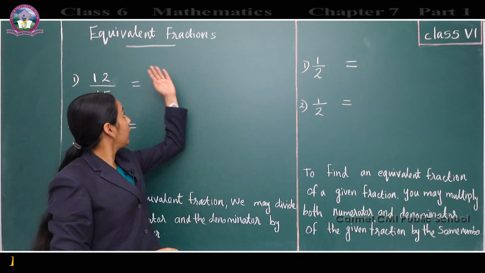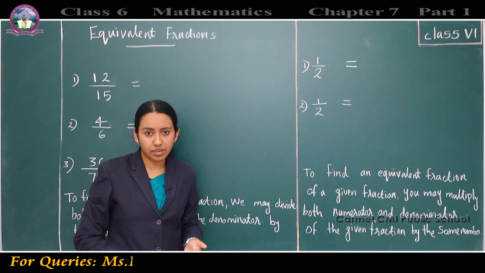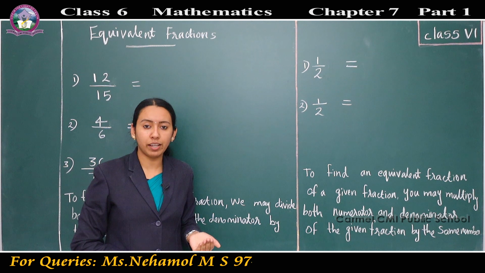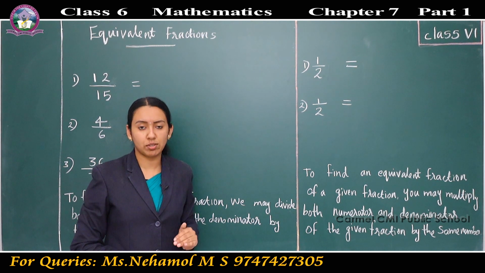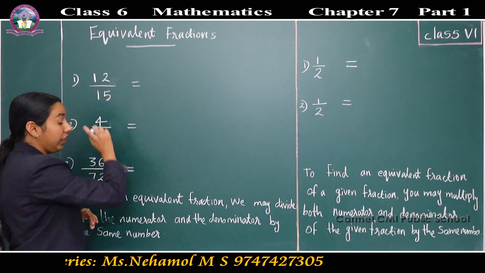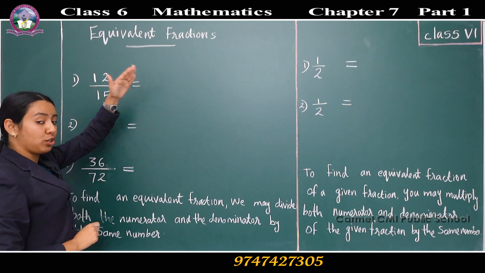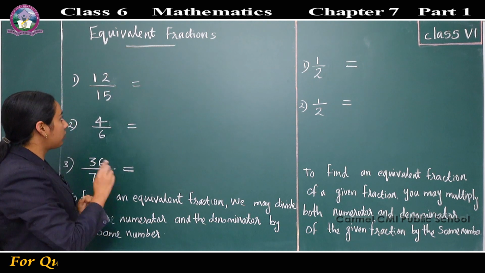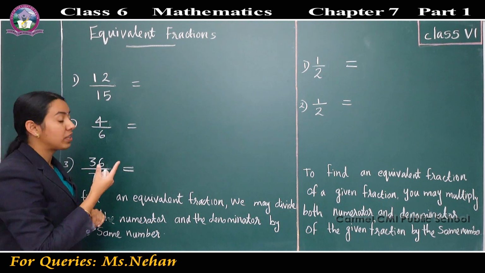Next topic, equivalent fractions. We already studied we can convert a fraction to its lowest term by dividing both numerator and denominator by the same number. That is also known as an equivalent fraction. Consider an example, 12 by 15. We have to convert this fraction to its lowest term, or find the equivalent fraction. For that, we have to divide both numerator and denominator by the same number.